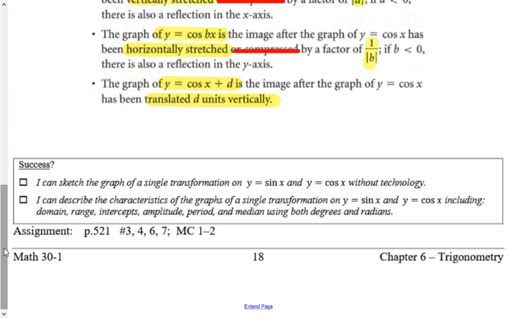So it's kind of like what we did in chapter 3. We looked at each transformation separately, and then we put them all together to see what would happen. And then describing the characteristics when we have a single transformation. And there we go. That is this lesson.